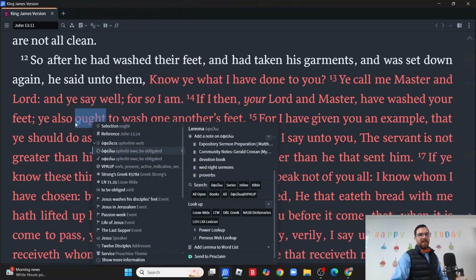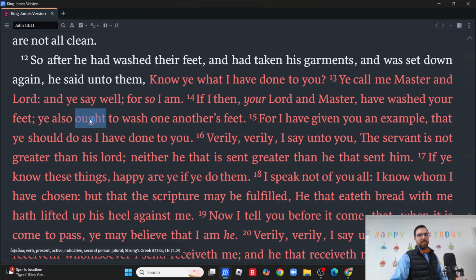But it's interesting, because there's an obligation, but there's also this kind of, you might not do it. You ought to. But there's totally a possible world where you're not going to do this. And so ought is, it's not you must wash one another's feet, but you ought to. Because you're modeling your life after my life. And this is what I did for you.